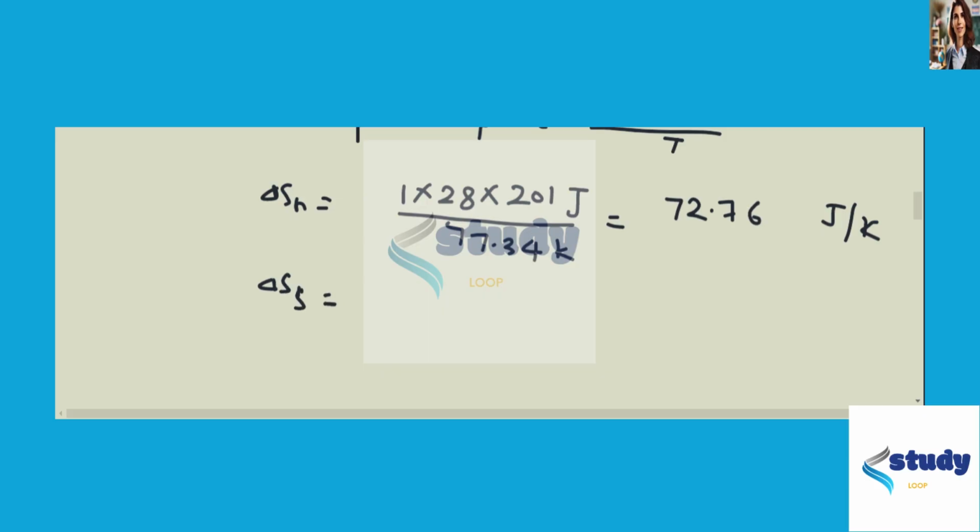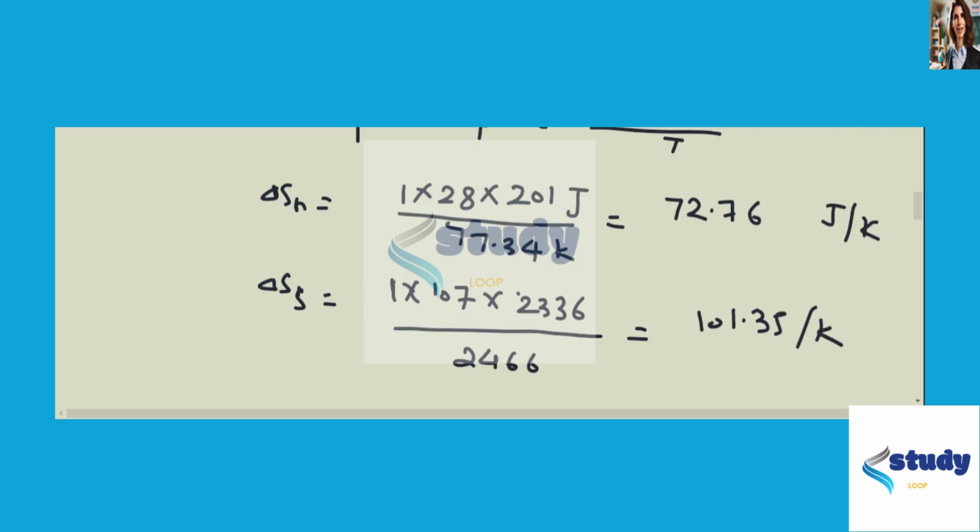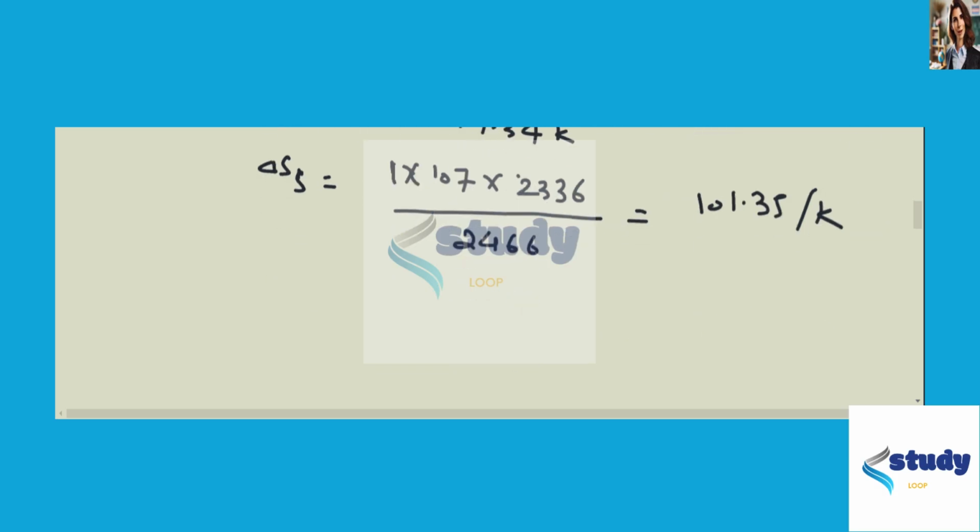For silver, S is equal to 1 into 107 into latent heat of silver, which is 2336, upon the normal boiling point of silver, which is 2466, that is equal to 101.35 joule per Kelvin.